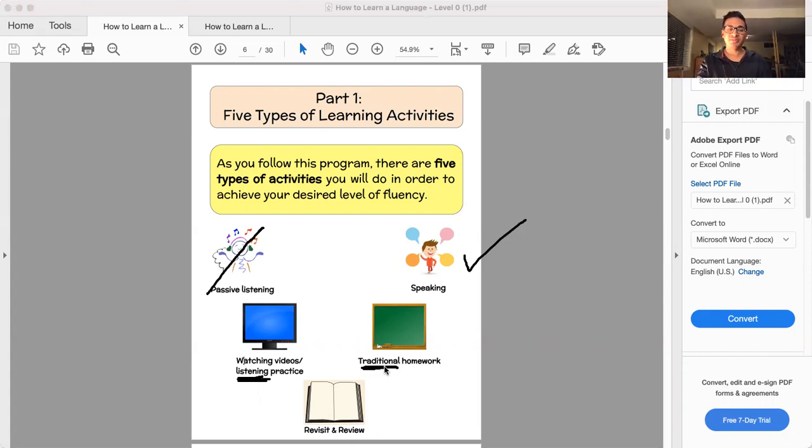Don't forget these two. It's easy to forget this one here and this one here because I haven't talked too much about it recently. So just don't forget those two things. They're quite important. The revisit and review is coming quite shortly. It's actually built into level 1 of the program. So that's coming shortly. Don't worry too much about that one.